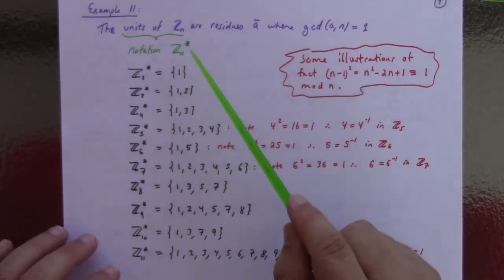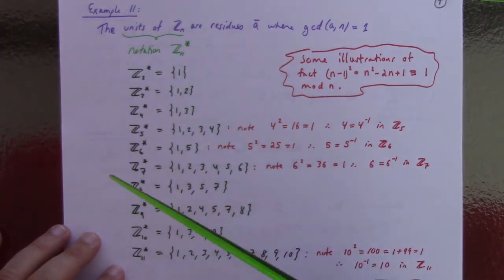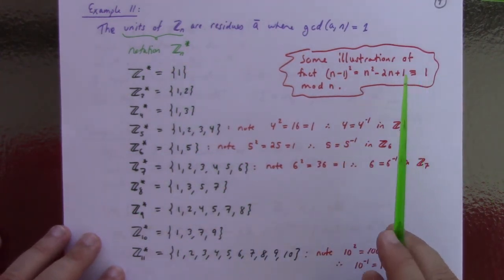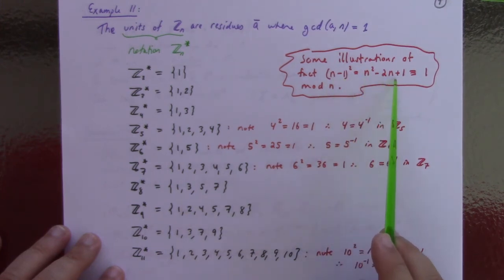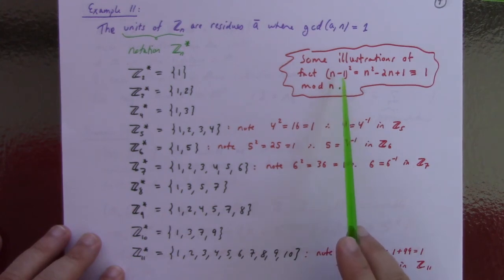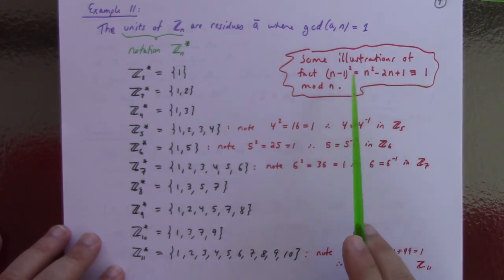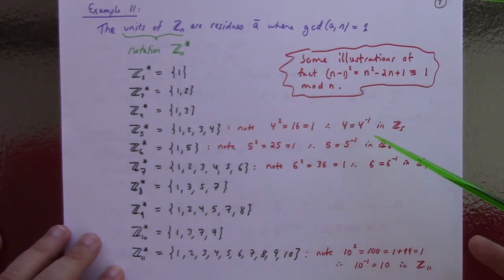Notation: Zn star means the set of units in Zn. In the other help session, we noticed that (n minus 1) squared is n squared minus 2n plus 1, which is congruent to 1. This means that in Zn, n minus 1 is always a unit that is its own inverse. I'd like to show a few examples of that happening down here.